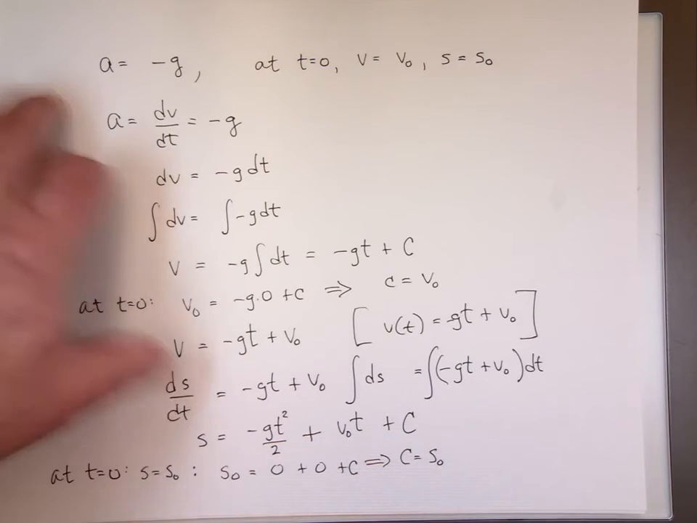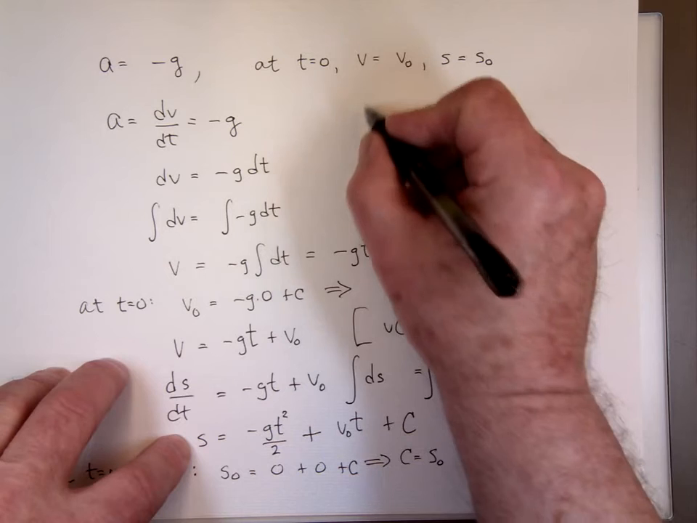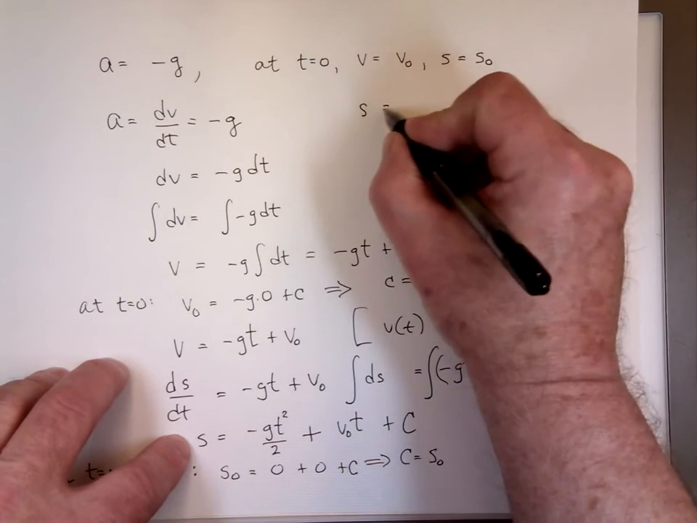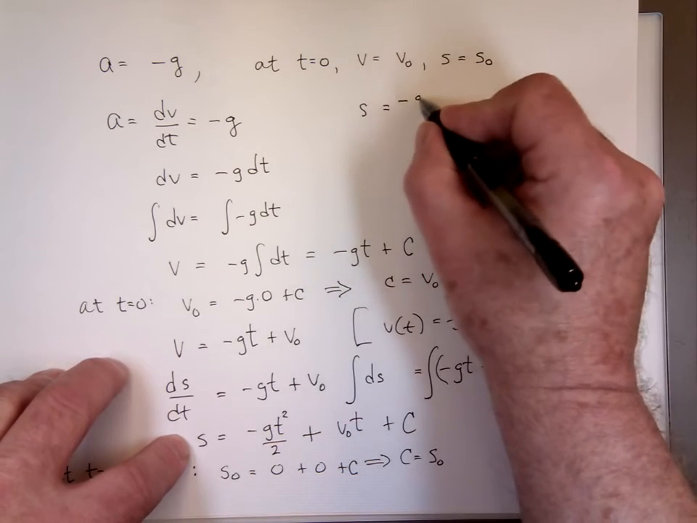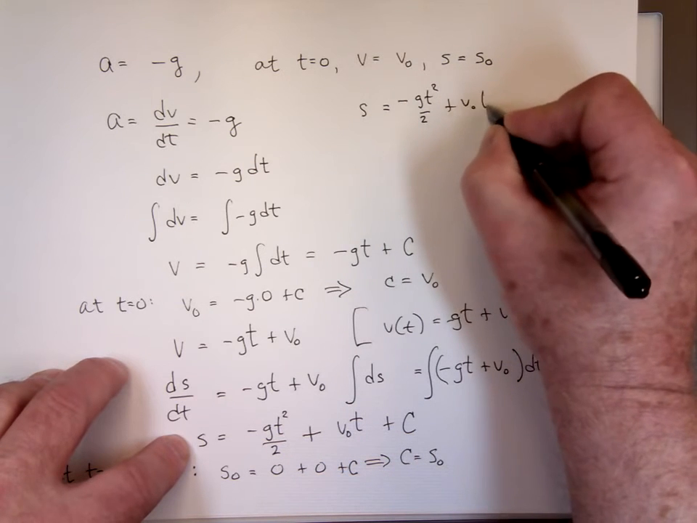That gives us the equation we're looking for. s, position at any time t, is equal to negative gt squared over 2 plus v sub naught t plus s sub naught. Okay?